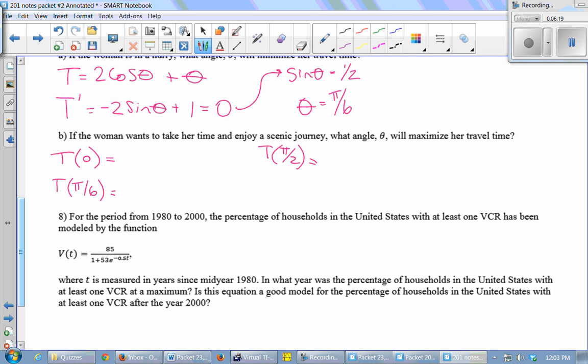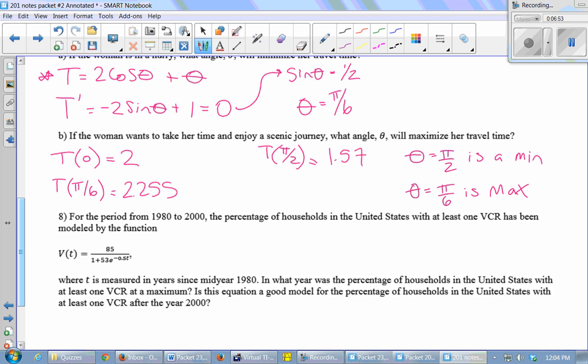Okay, so when I plug these things into the original function t, 0, pi over 6, and pi over 2, I get t of 0 is 2. t of pi over 6 is approximately 2.255. And t of pi over 2 is approximately 1.57. So that means that pi over 2 yields a min, and pi over 6 is the max. So we found the minimum travel time and the maximum travel time.